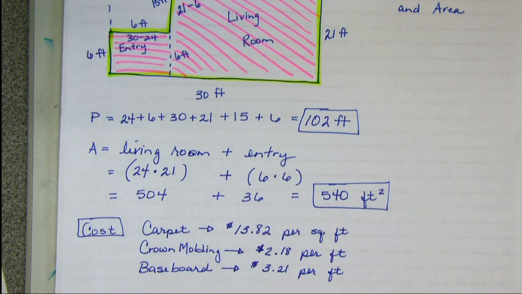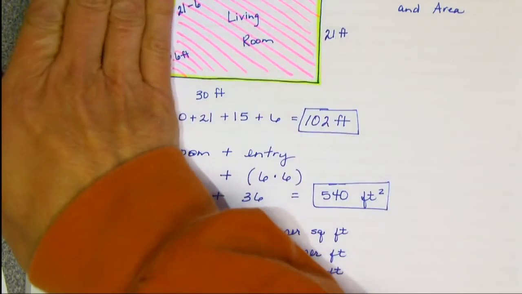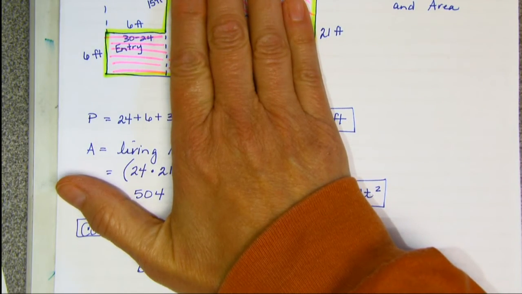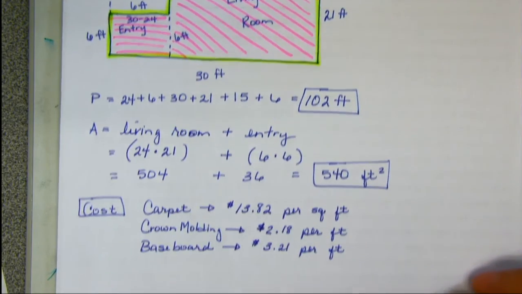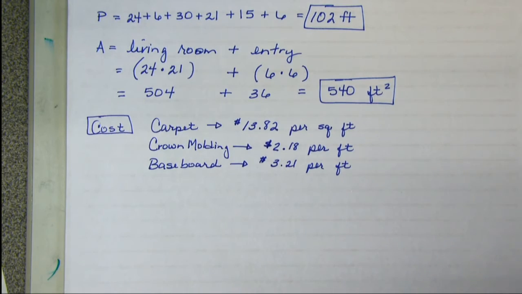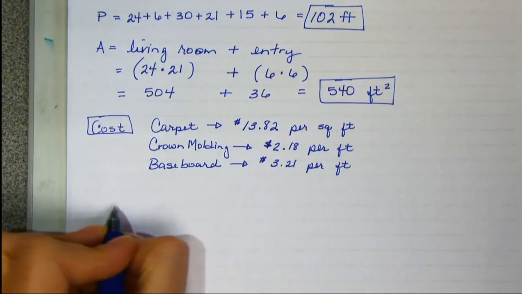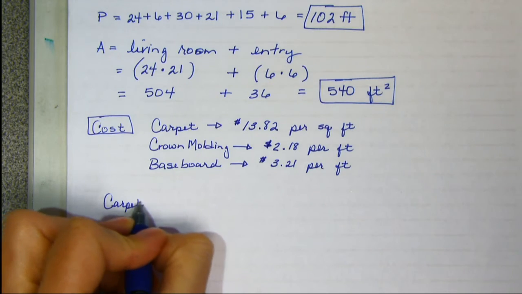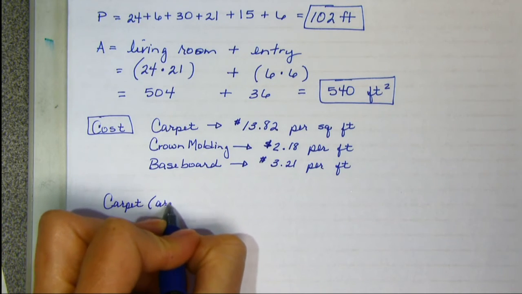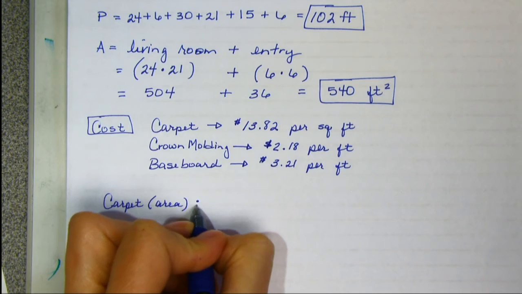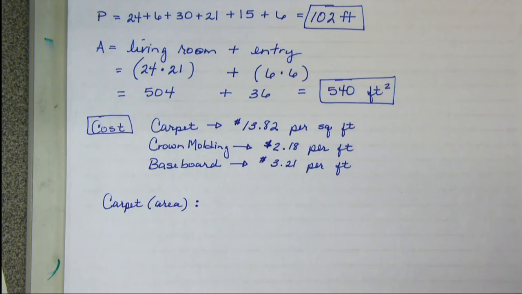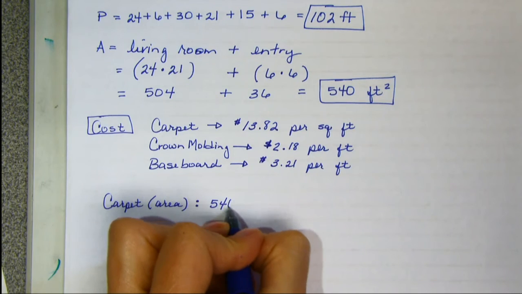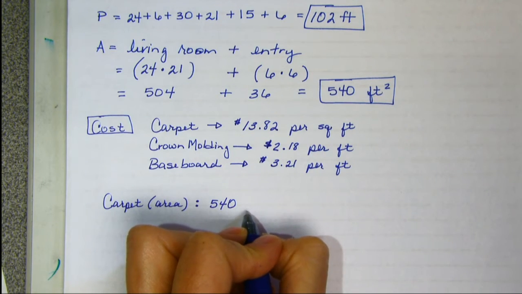On the worksheet, you may be asked to carpet the living room and then tile the entry. So that could be something that's a little bit different. All right. So for carpet, that deals with area. So I look up the area, which was 540 feet squared.